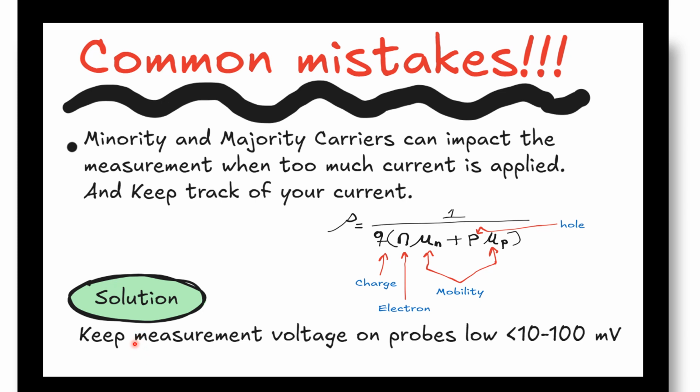So the solution: keep measurement voltage and probes low. So 10 to 100 millivolts, right? So you're not pushing too much current. Low voltages give you true to what we think the resistivity is. That's your solution.